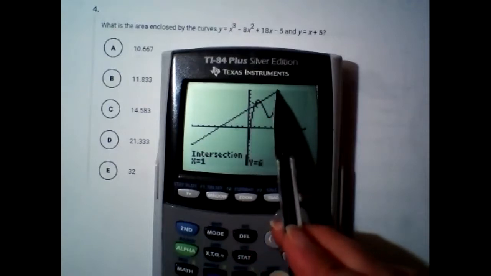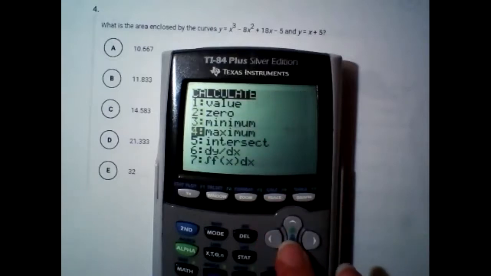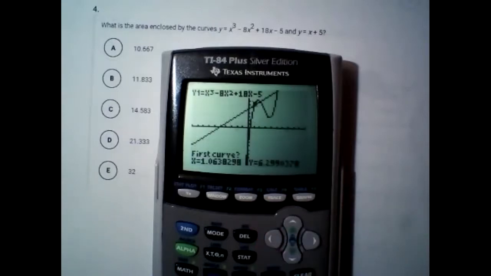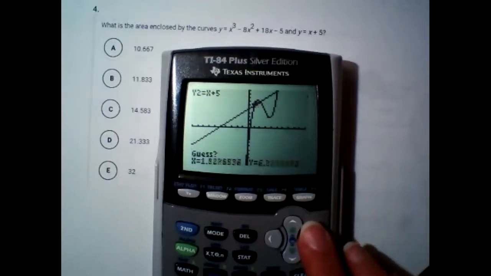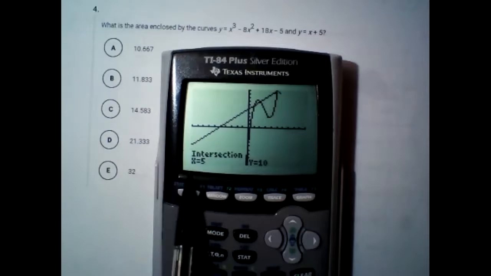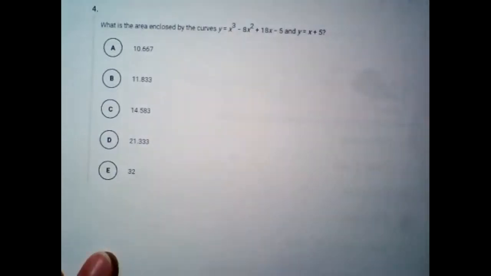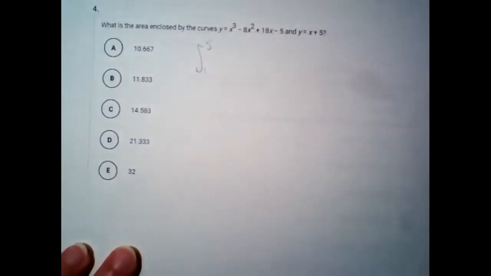And then I need to find this one as well. So I'm going to calculate intersection, first curve, enter, second curve, enter. For guess, I'm just going to move the cursor closer to this one and hit enter, and it will give me that one instead. And so that one is 5. So the first intersection was 1, and the one over here is 5. So we want to integrate from 1 to 5.